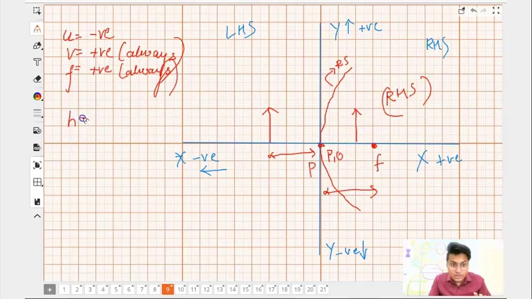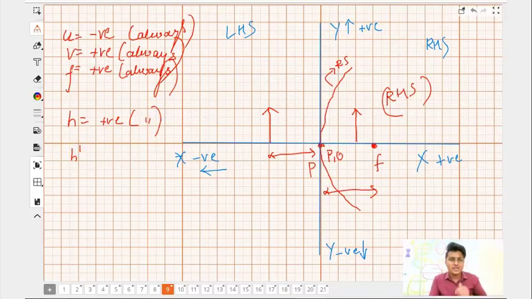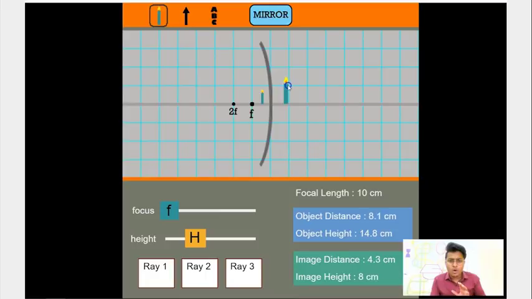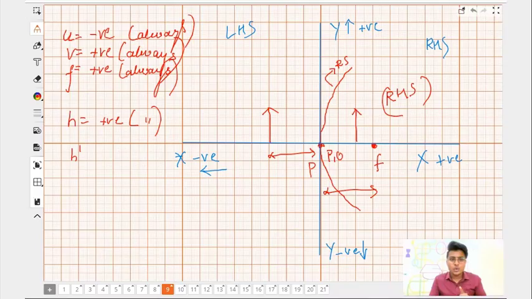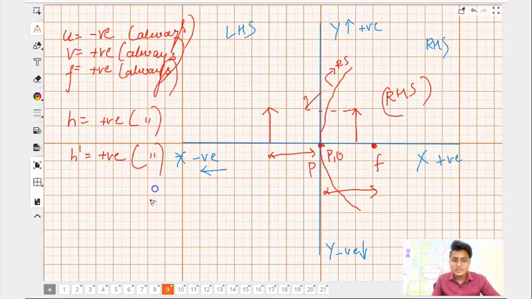Moving on to h. Object height, sir, again always positive. No doubts about it. Let's talk about h dash, that is the height of the image. You know that your convex mirror always forms a virtual and erect image. Hence, it's going to be always above the x-axis. So h dash is also always going to be positive, guys.